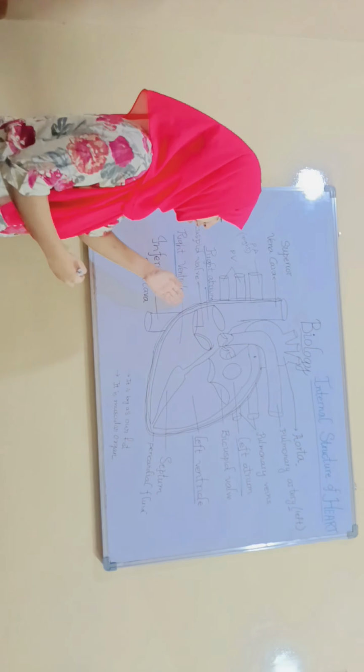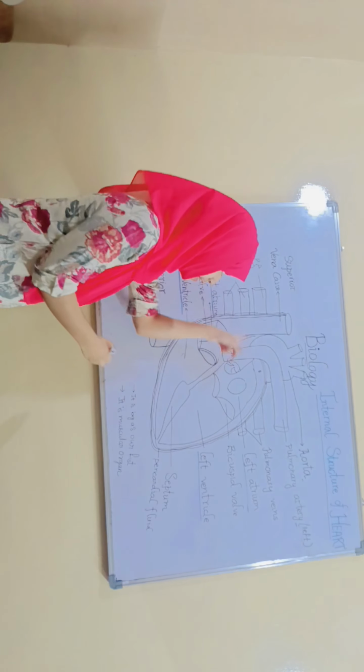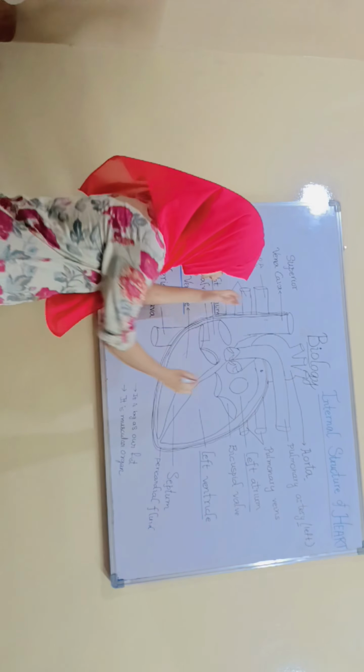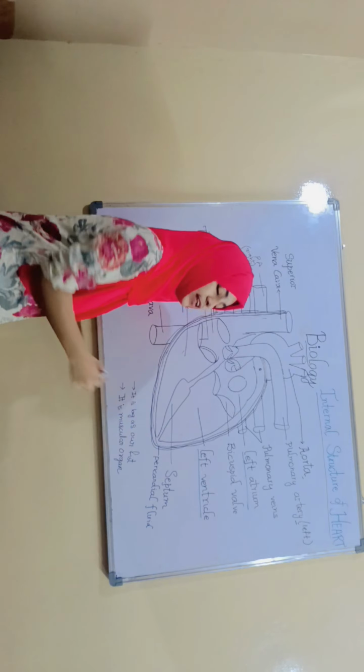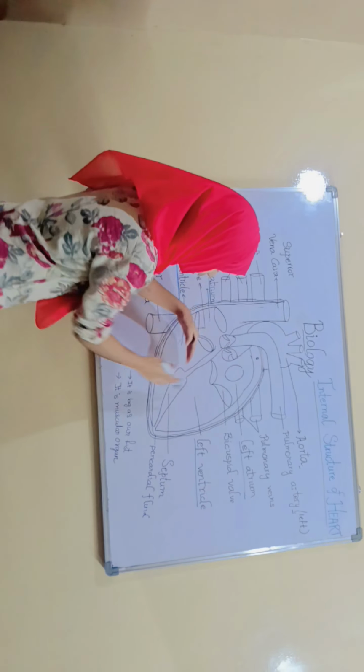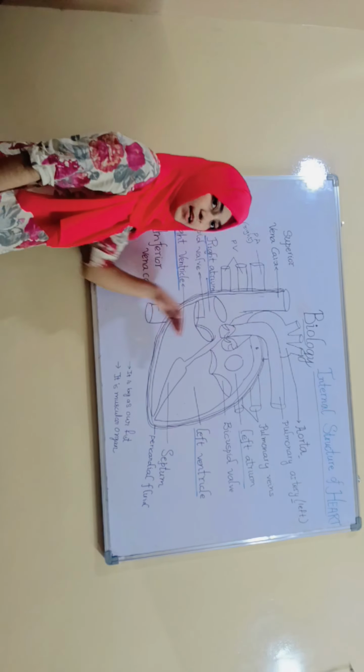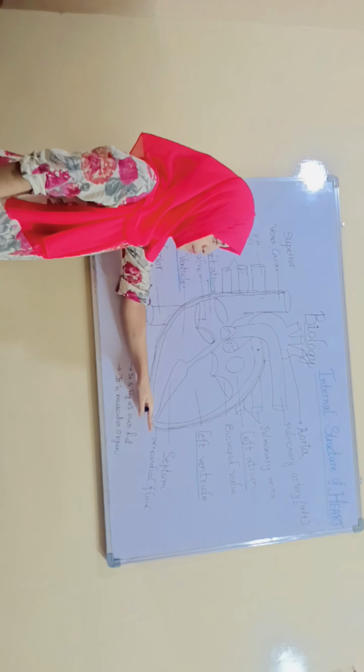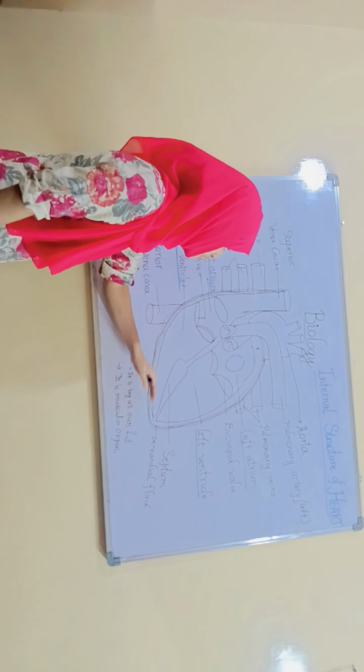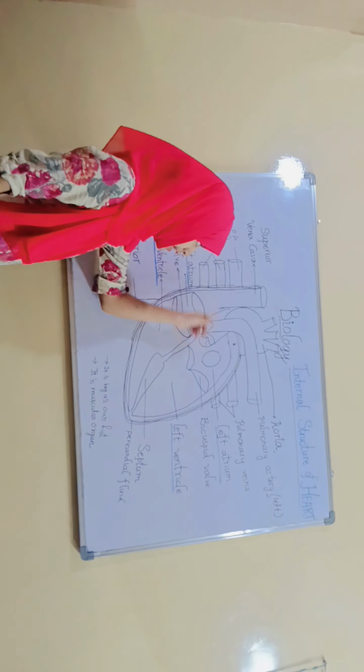The heart is a pear-shaped structure, triangle in outline, wider at the anterior and narrower at the posterior end. Means it is wider at the anterior end, upside, and narrow in the posterior, downwards.